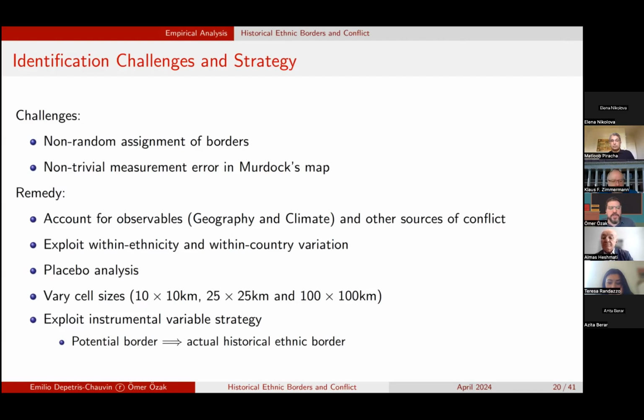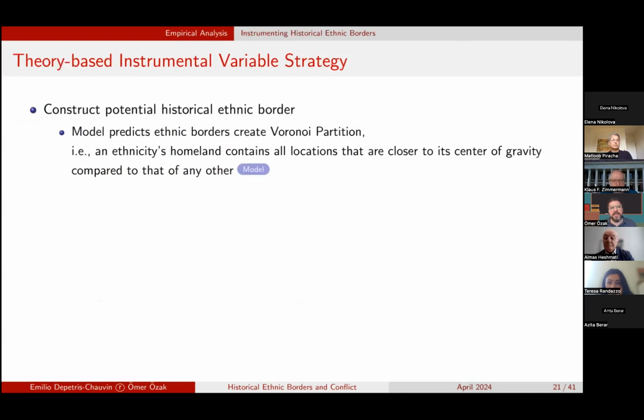And finally, we're also going to exploit an instrumental variable strategy that's based on our model that tells us where borders should have been located. We use this to create measures of potential borders to predict actual historical ethnic borders, right? So let me tell you a little bit about our instrument, which is going to help us overcome two issues: both the non-classical measurement error, but also, I will try to make the argument, overcoming the issue of having omitted variables.